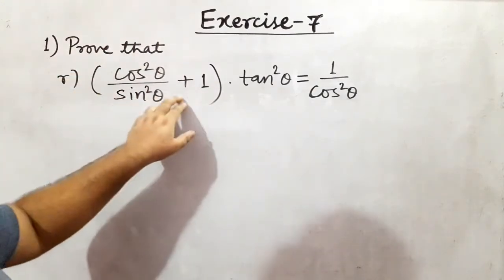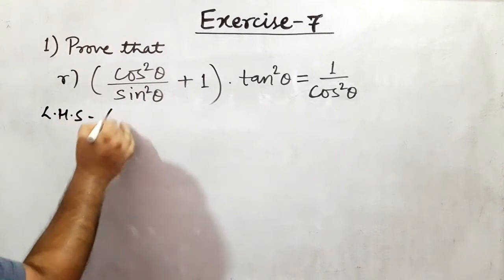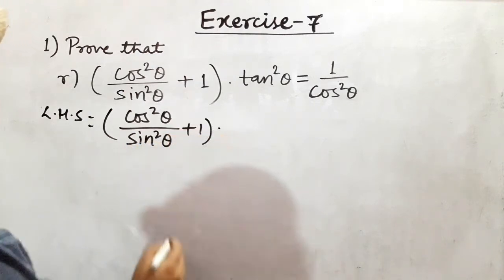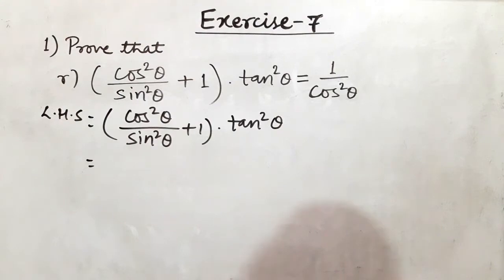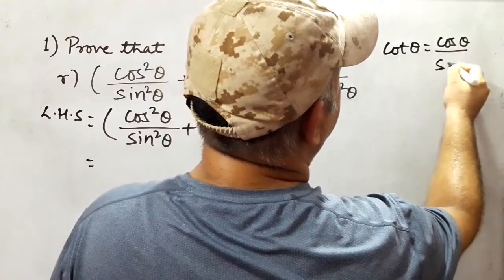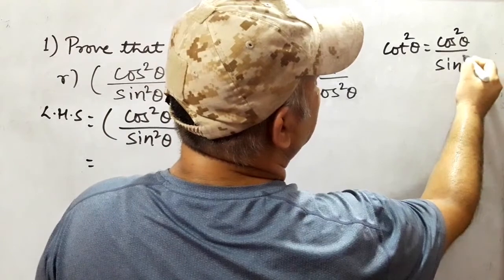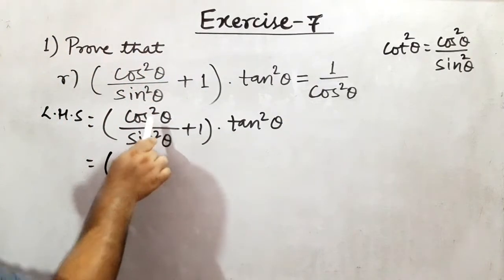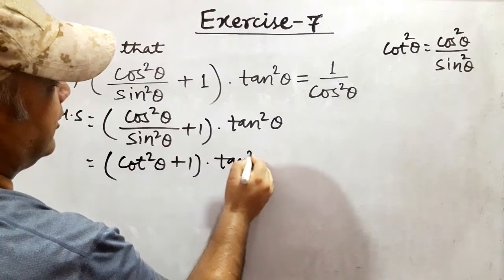Cot square theta plus 1 into tan square theta equals to 1 by cos square theta. Let's start from left hand side. We have cot square theta plus 1 into tan square theta. So what is cot square theta? As we know from quotient relation, cot theta equals to cos theta by sin theta. So if cot theta equals to cos theta by sin theta, then we can write cot square theta equals to cos square theta by sin square theta. So here cot square theta becomes cos square theta by sin square theta, plus 1 into tan square theta.